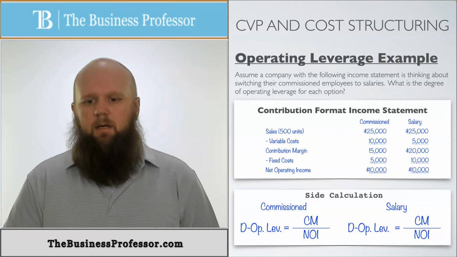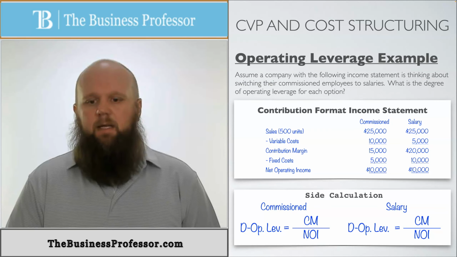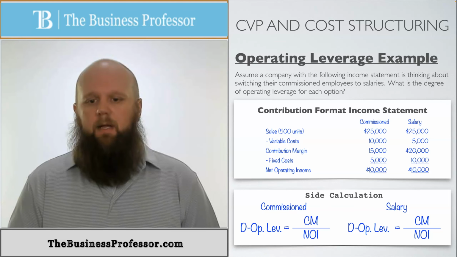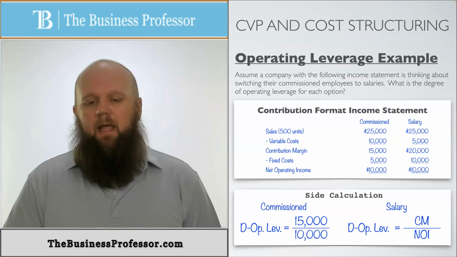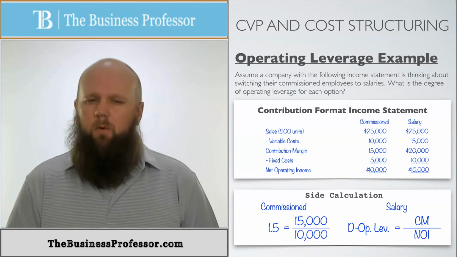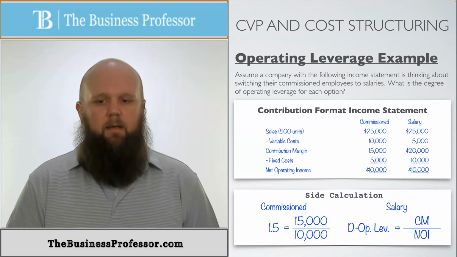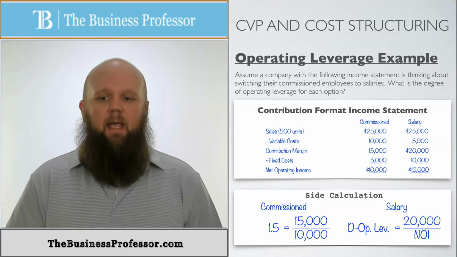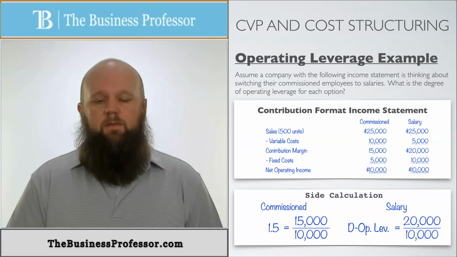So let's look at our examples. Let's look at our equations. Again, our equation for the degree of operating leverage is the contribution margin divided by the net operating income. From the commission side, we're looking at a $15,000 contribution margin, and we're going to divide that by the net operating income of $10,000, and that's going to let us know that our degree of operating leverage is going to be 1.5. Now we'll come back to what that number means in a minute. Let's do the salary one now. The contribution margin here is $20,000, and the net operating income is still $10,000. So we divide that out. That's going to give us a degree of operating leverage of 2.